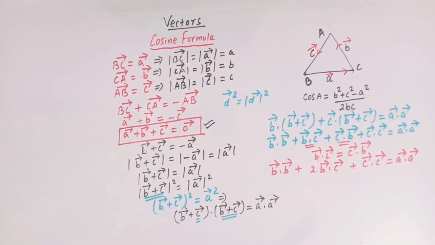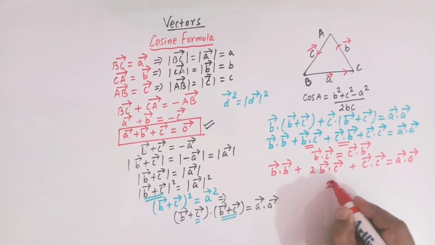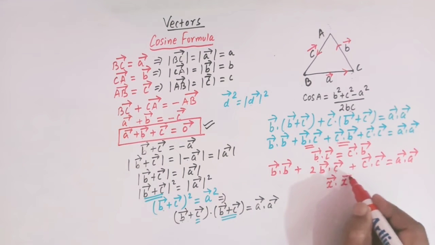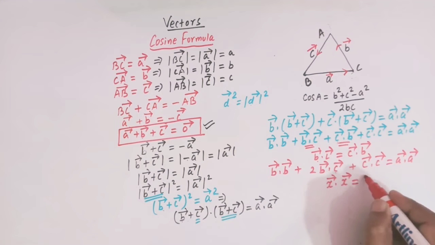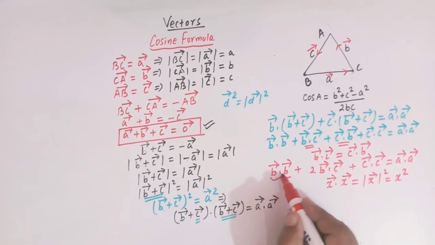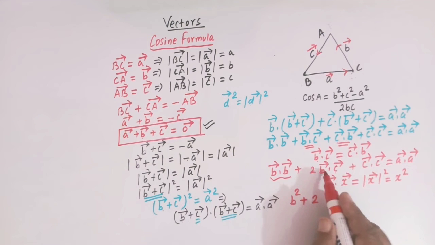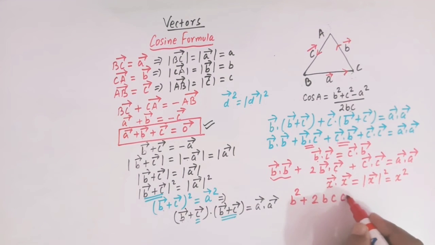Now we apply one more property: if we have a vector x, then x dot x is equal to the square of the magnitude of vector x, which can be written simply as x square. So here we can write simply b square, and here we have 2 times vector b dot vector c, which we can write as bc times the cosine of the angle between vector b and vector c.